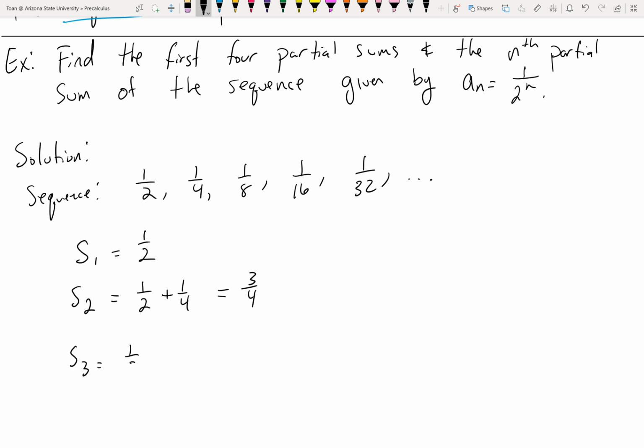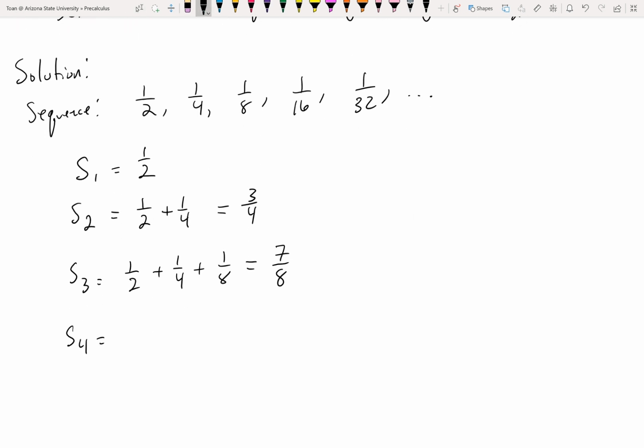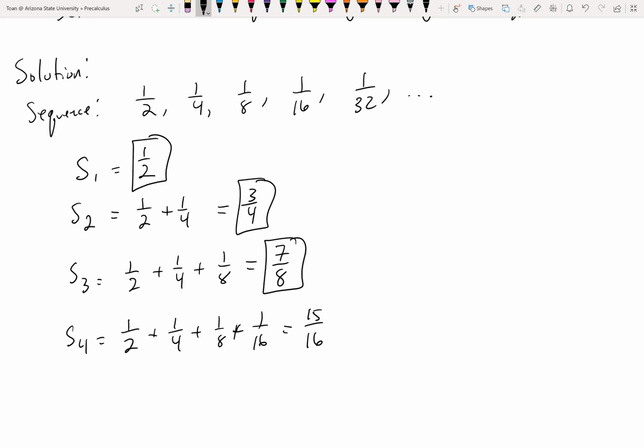S sub 3, adding the first three numbers. So I'll go ahead and fast forward through this for you, but it's just literally adding fractions. So that's 6/8 plus 1/8 is 7/8. S sub 4 is adding up the first four numbers. So that's 14/16 plus 1/16 is 15/16, right? So here are the first four partial sums.